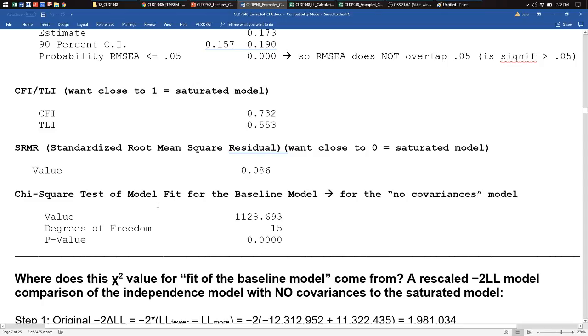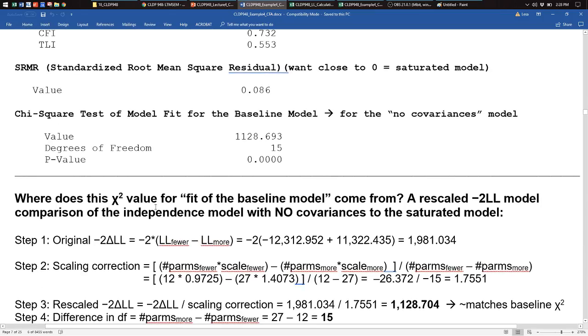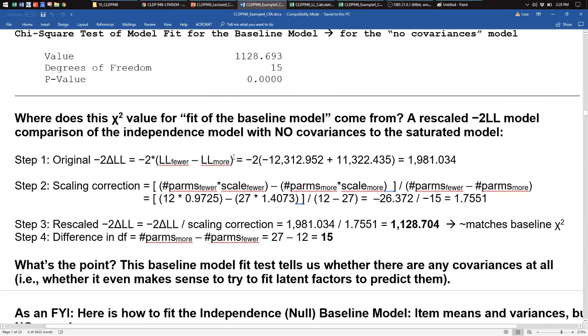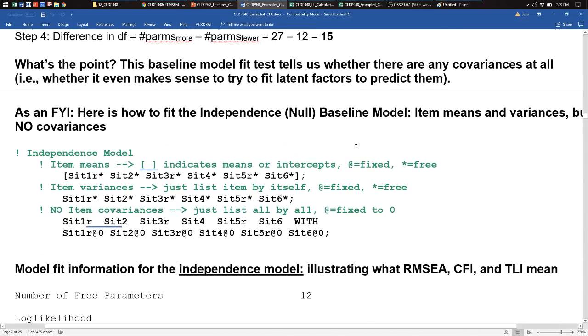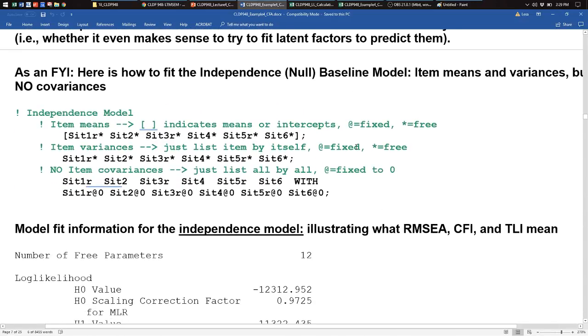Last but not least, the chi-square test of fit for the baseline model. This is null versus saturated, so this same number will show up anytime you use these data. It's the test of whether you have anything to model in the first place. It better be significant or game over. Then I work out the math for you to show you where that number comes from. And last but not least, here's what the code would look like to fit the independence model.